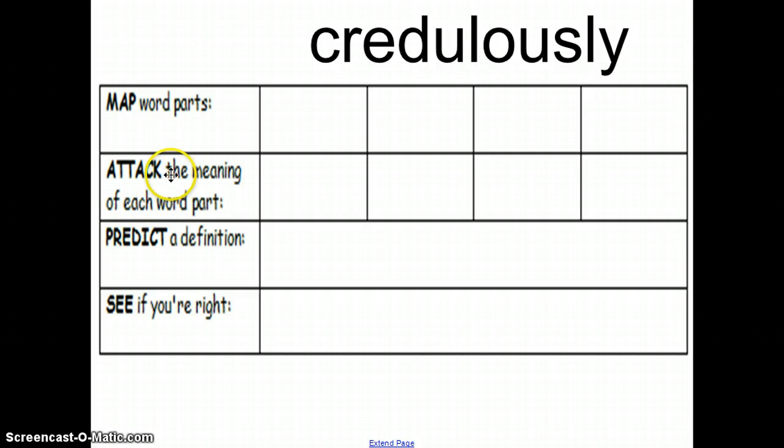Our last word is credulously. So the first word part is cred. We have u. I know there's a suffix ending ous and another suffix ending ly. Cred means believe or trust. I don't see u by itself anywhere on our chart, but ous is possessing the qualities of, and ly means characteristic of.